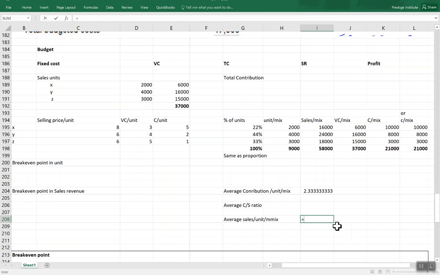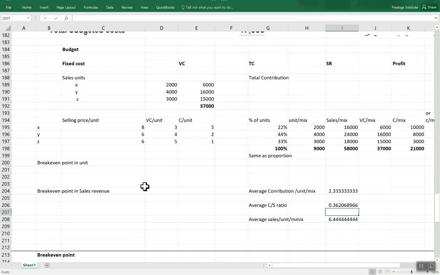The CS ratio as well, I find average CS ratio. But first let's look at sales revenue per unit per mix, which is 6.44. So if I take contribution per unit per mix divided by sales per unit per mix, it becomes 0.36, or you could say 36%.